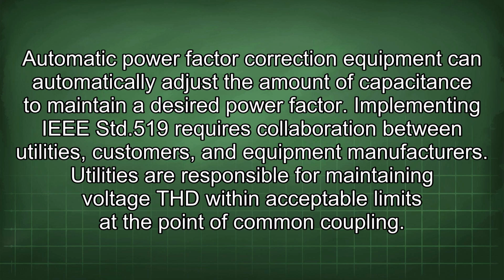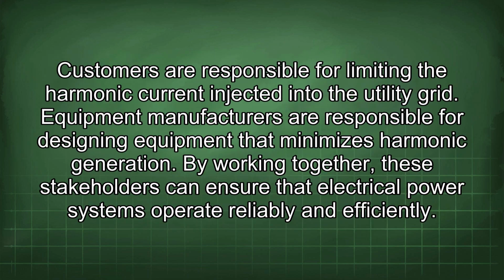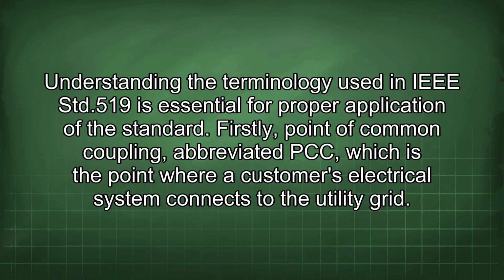Utilities are responsible for maintaining voltage THD within acceptable limits at the point of common coupling. Customers are responsible for limiting the harmonic current injected into the utility grid. Equipment manufacturers are responsible for designing equipment that minimizes harmonic generation. By working together, these stakeholders can ensure that electrical power systems operate reliably and efficiently. Understanding the terminology used in IEEE Std.519 is essential for proper application of the standard.